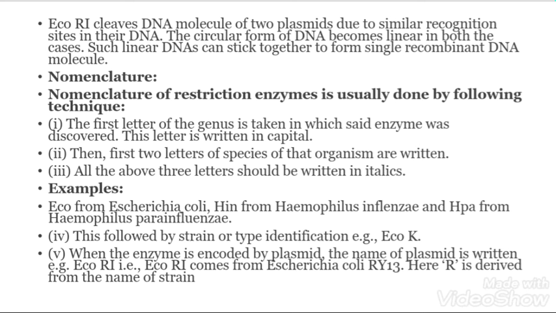When the enzyme is encoded by a plasmid, the name of the plasmid is written. Example: EcoRI. That is, EcoRI comes from Escherichia coli RY13. That means when the enzyme is encoded by a plasmid, that is RY13. Here R is derived from the name of the strain.